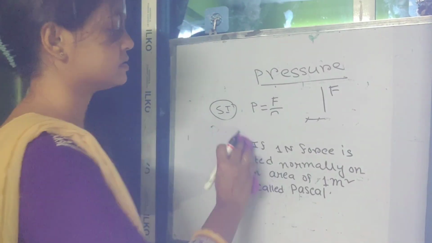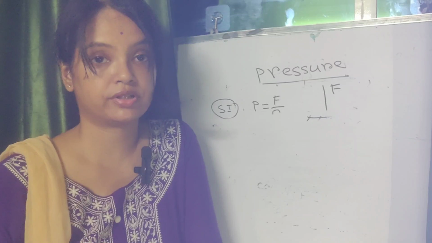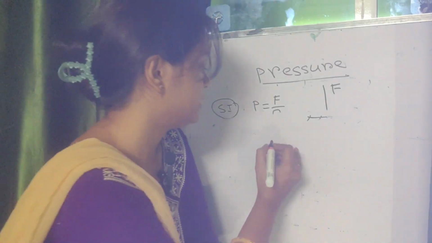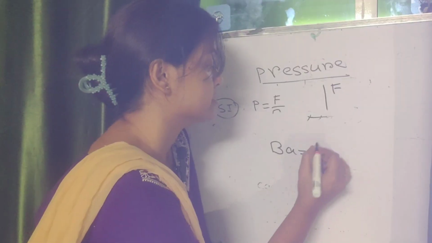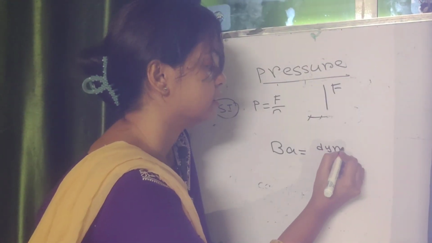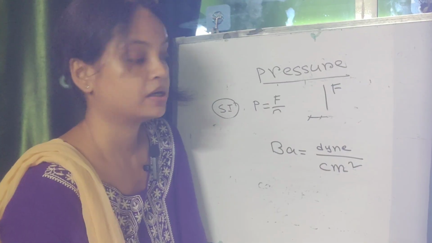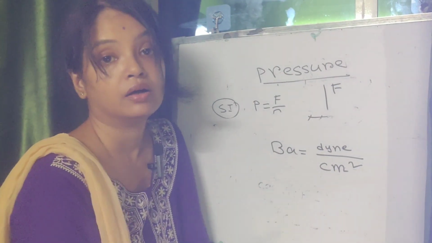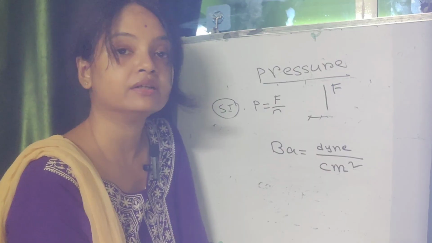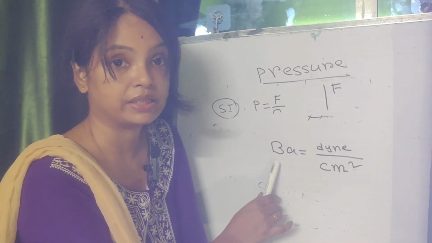And what is the CGS unit? In CGS, the unit of pressure is bari. It can be written as Ba, that is dyne by centimeter square. If one dyne force is applied normally over an area of 1 centimeter square, then the pressure exerted by the object is called bari, that is Ba.